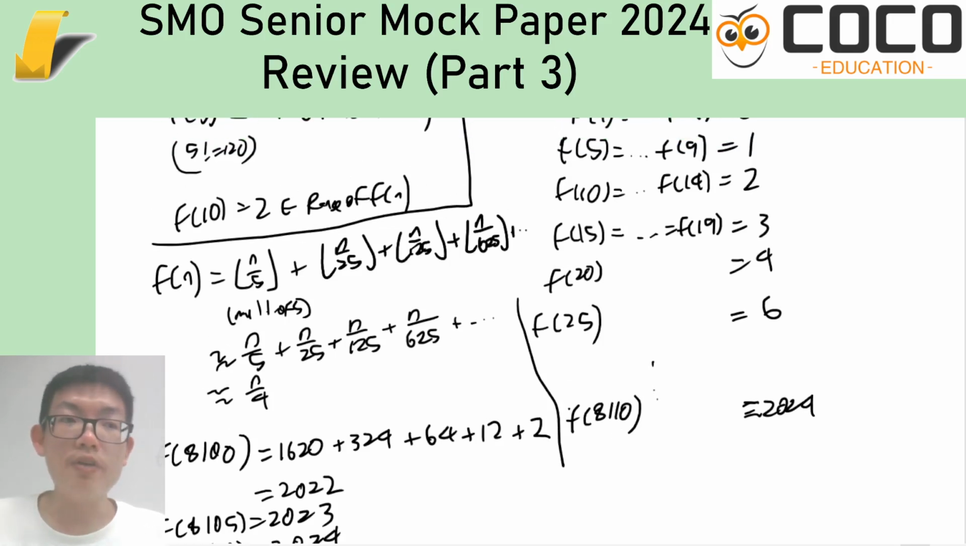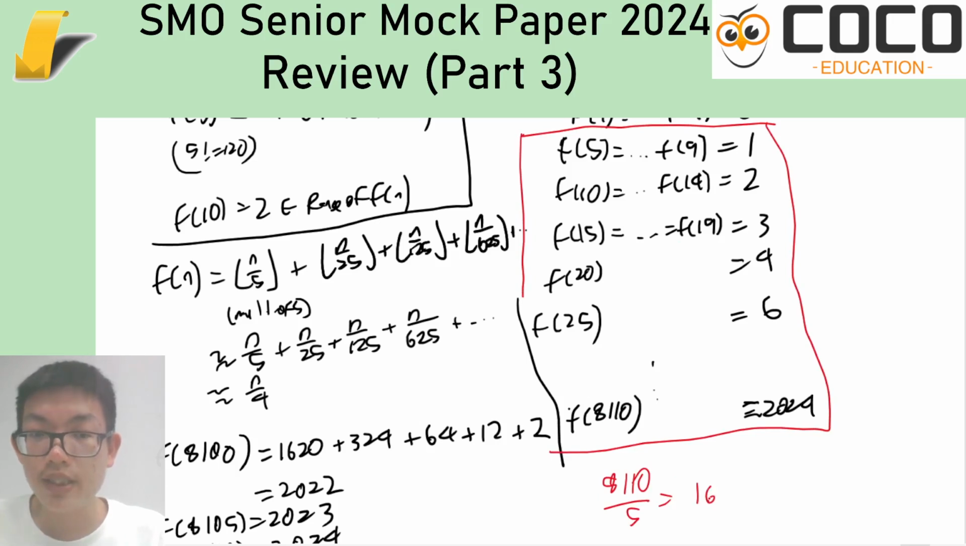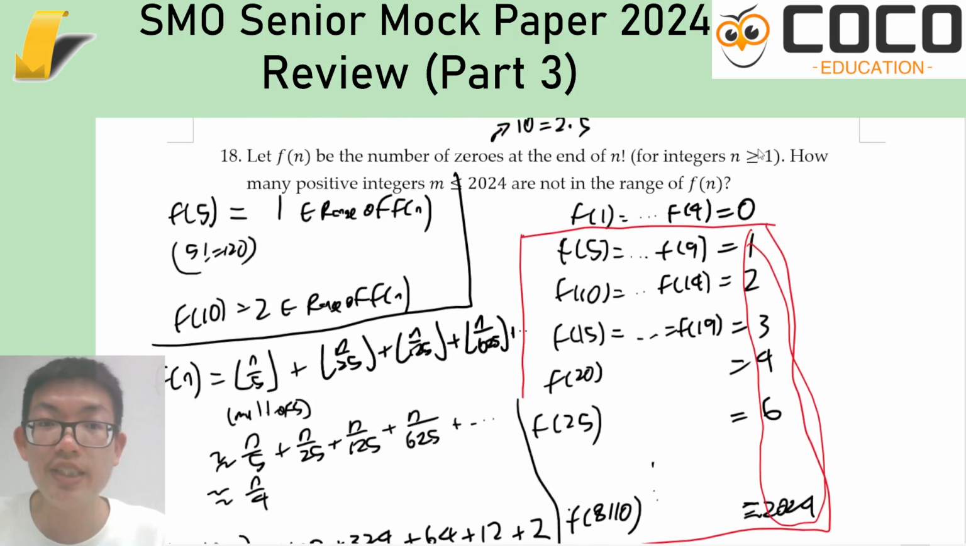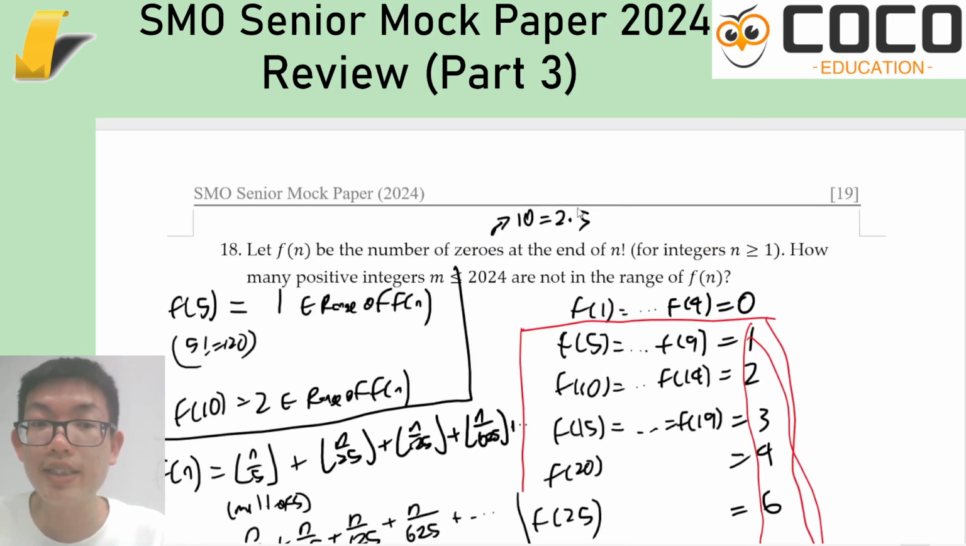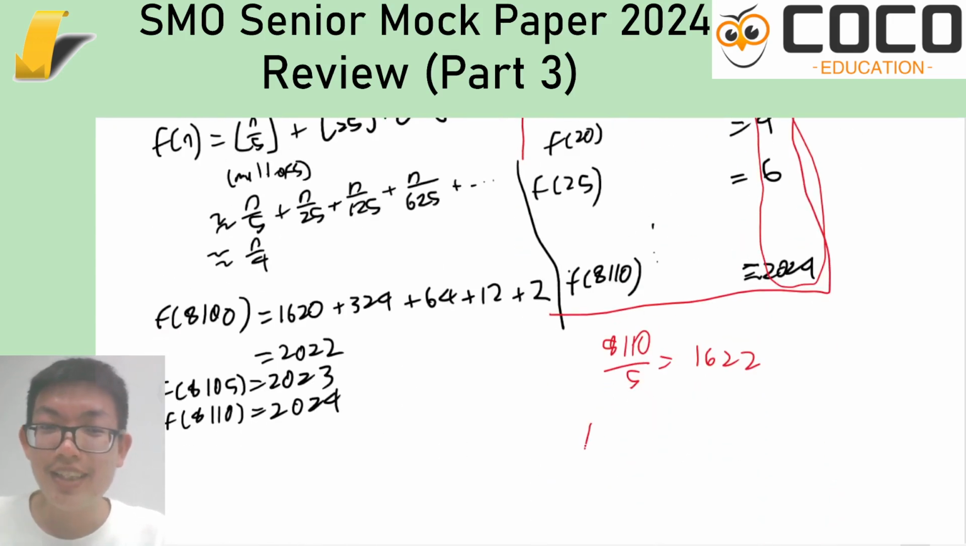That's also where our problem essentially ends, because once we have this, we just count the number of rows in here. 8110 over 5. Each row has 5 things. So 5 to 8110 has got 1622 numbers. And 1622 numbers appear here. That's the range. That's the meaning of range. So your answer is 1622. Except that the question asks you for not in the range. So make sure that you are reading carefully. It's 2024 minus that.